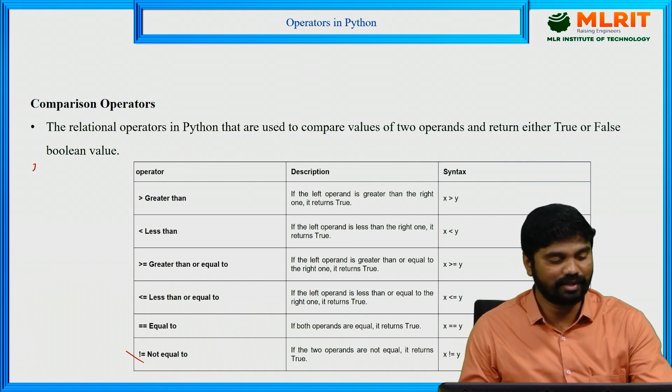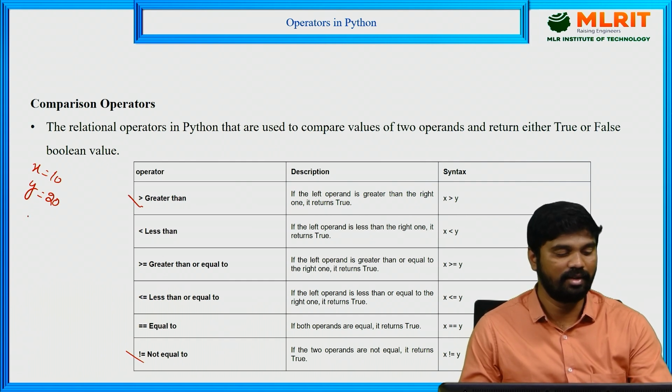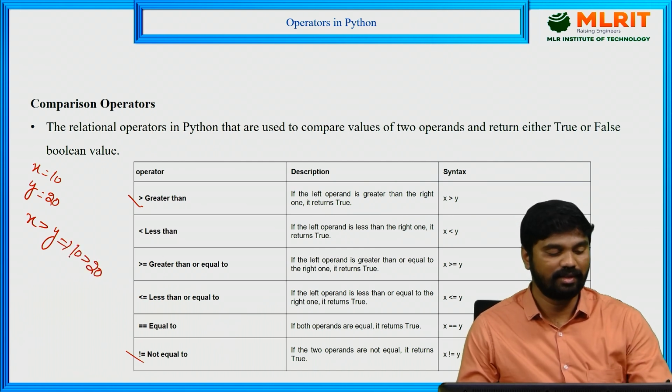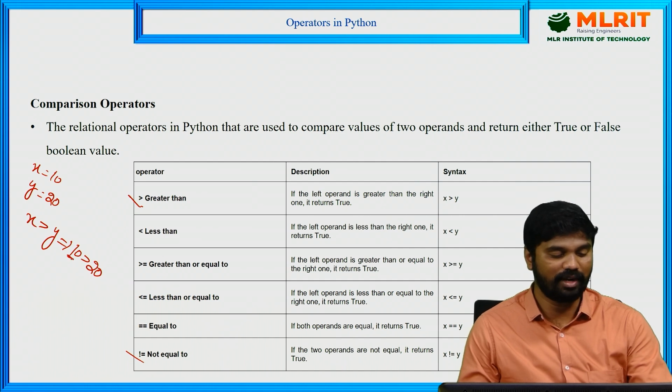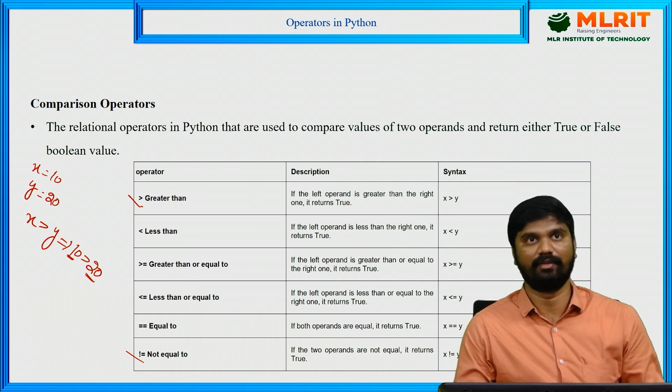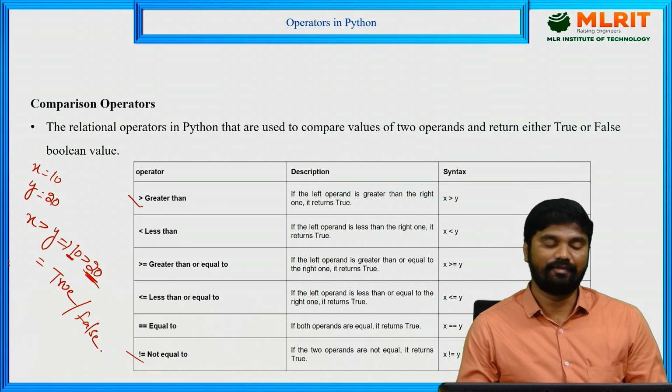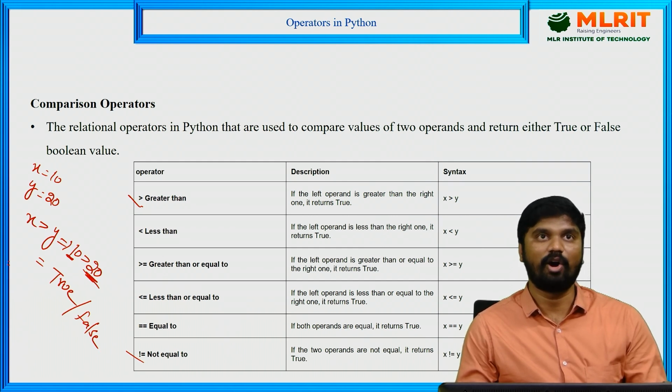Now see, for example, x equals 10, y equals 20. The first operator is the greater than operator. Now x greater than y, that is, 10 is greater than 20. If the left operand is greater than the right operand, then it returns True. Otherwise, it returns False. Like that, the operator will compare the two operands.